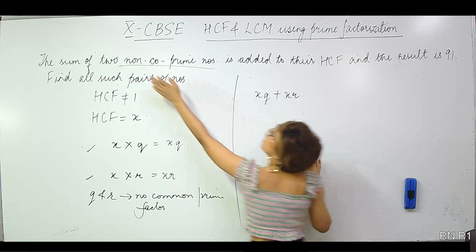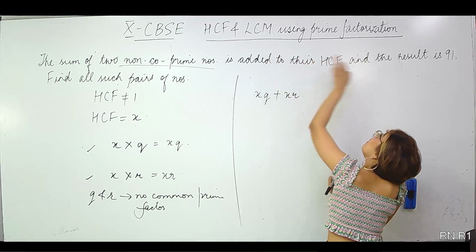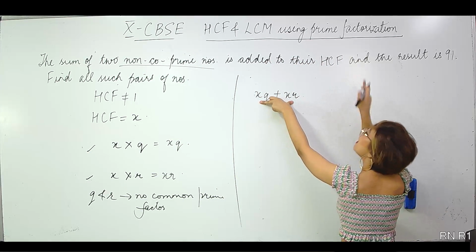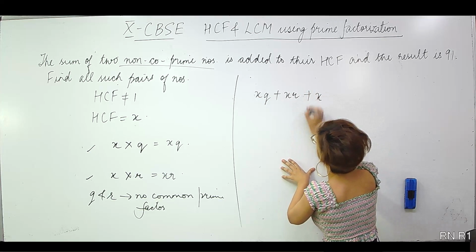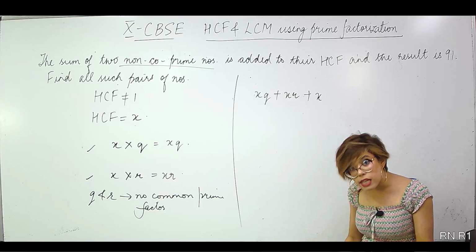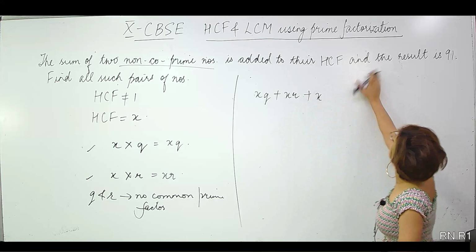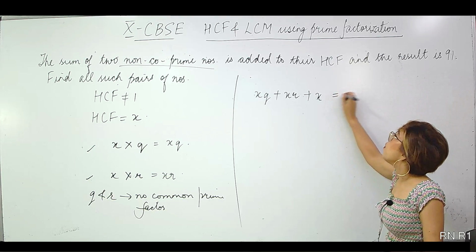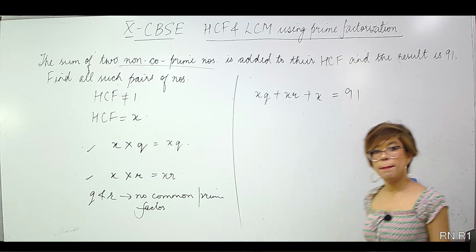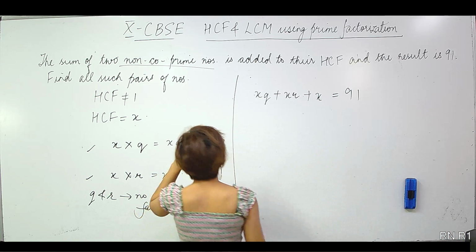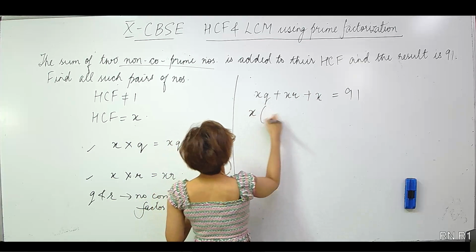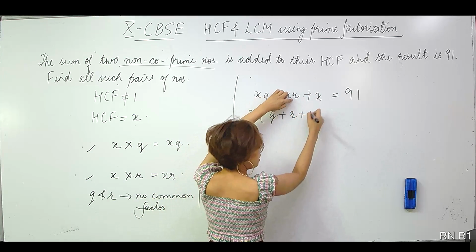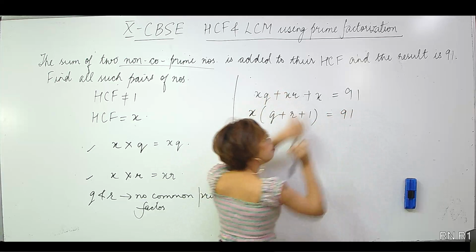So this sum is added to their HCF. HCF is what? X. This sum is added with a plus sign. So this sum, he says the result is 91. Now I think the situation is pretty clear. Let me take X common. So X into Q plus R plus 1 is equal to 91.